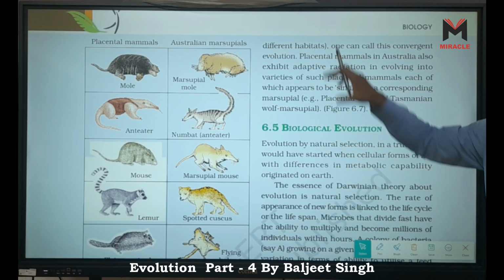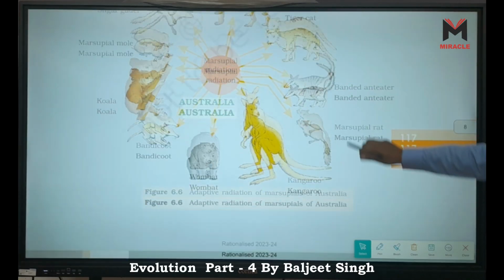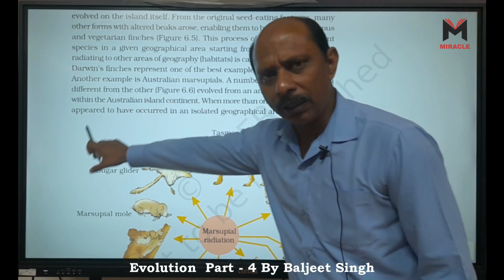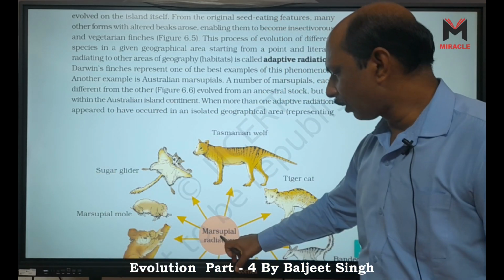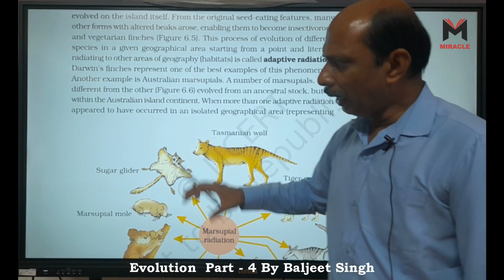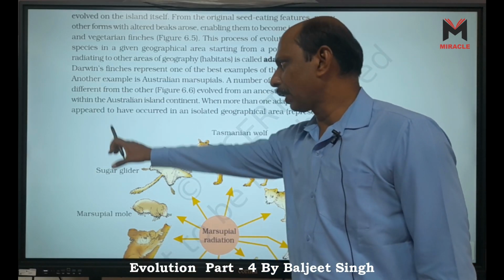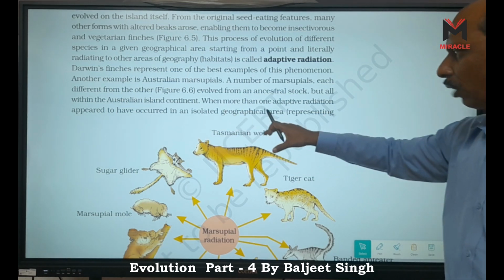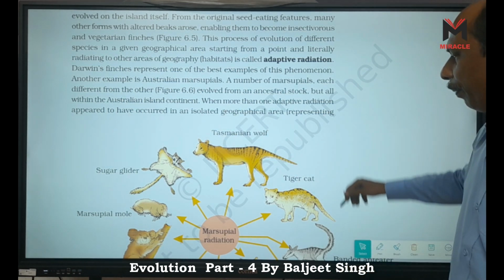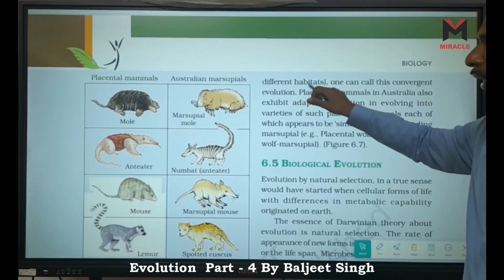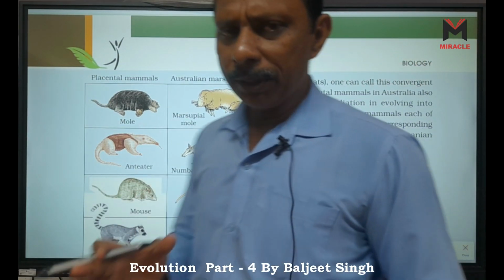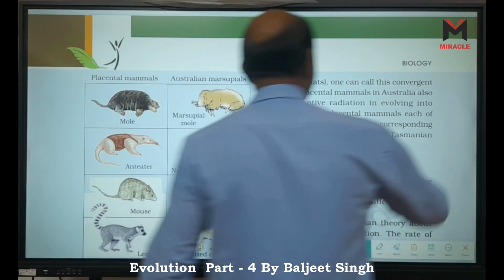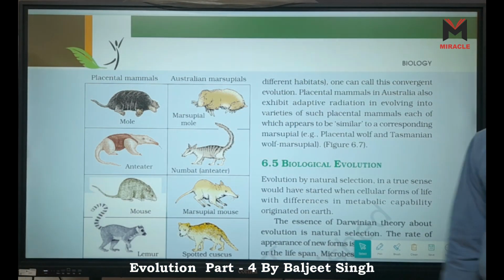What is given here? Different habitats. Look here, that is when more than one adaptive radiation appeared. More than one means one adaptive radiation from marsupial radiation and another one is mammal radiation appearing to have occurred in an isolated geographical area. Isolated geographical area means Australia, representing different habitats. In Australia what happens? Different habitats are there because it is a very large continent, right? One can call this convergent evolution.